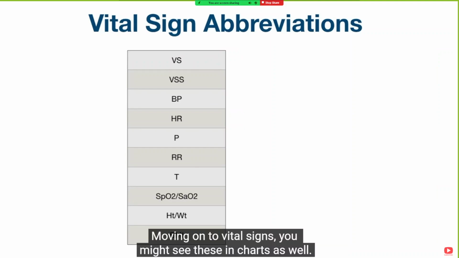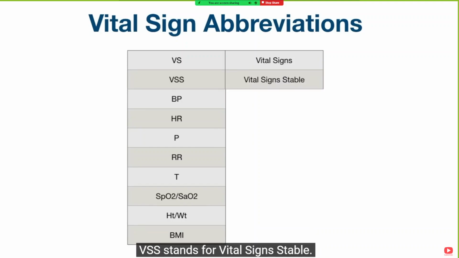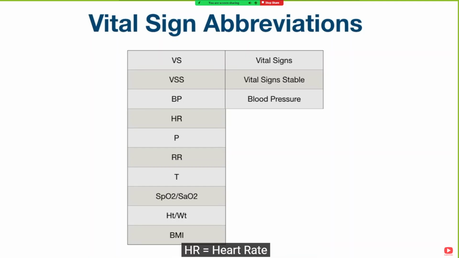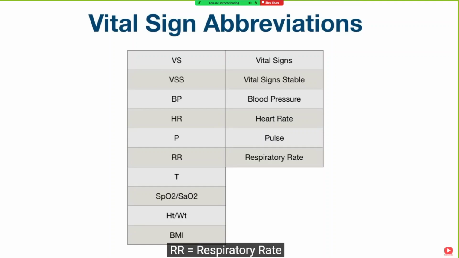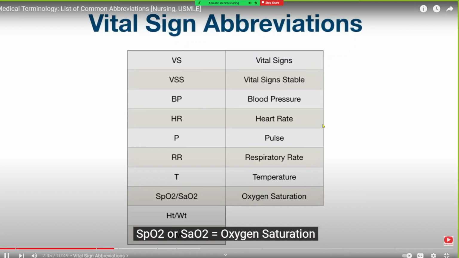Moving on to vital signs, you might see these in charts as well. Again, hit pause and try to name them and then see if you're right. VS stands for vital signs. VSS stands for vital signs stable. BP, blood pressure. HR, heart rate. P, pulse. RR, respiratory rate. T, temperature. SpO2 or SaO2, oxygen saturation.